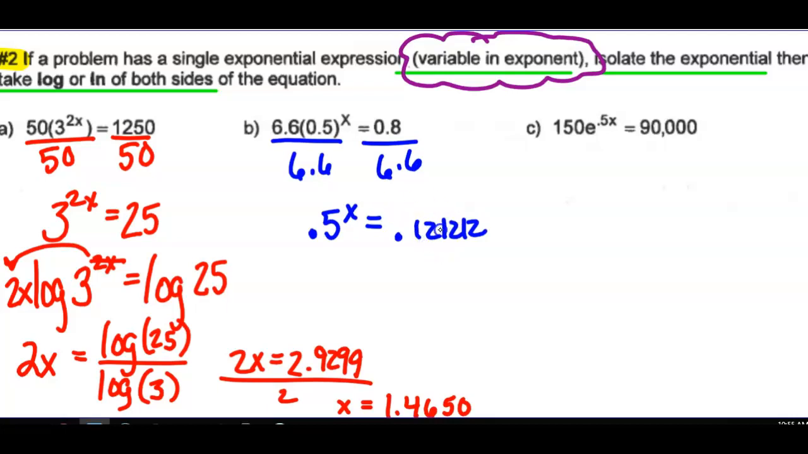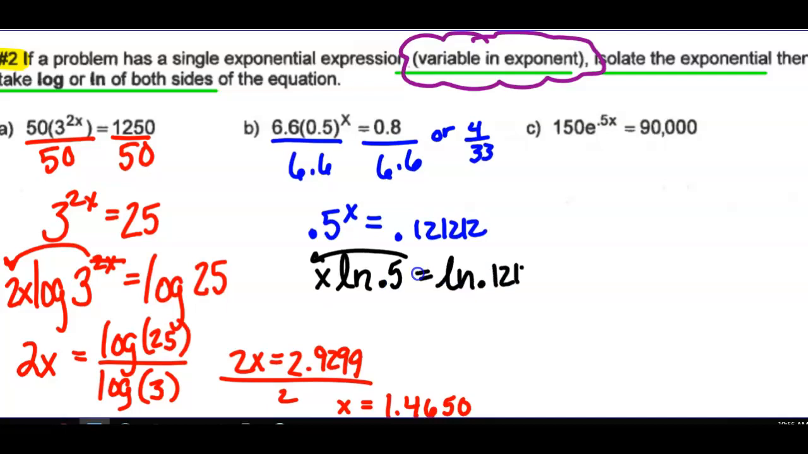Or you could do a math enter. And this is 4/33. If you wanted to be more exact the whole way through, I really don't care. Then you're going to take the log of both sides, and I'm going to use ln this time just for fun. Move the x out front. I'm only using a different one to show you it doesn't matter. And then I'm going to divide both sides by the natural log of 0.5.